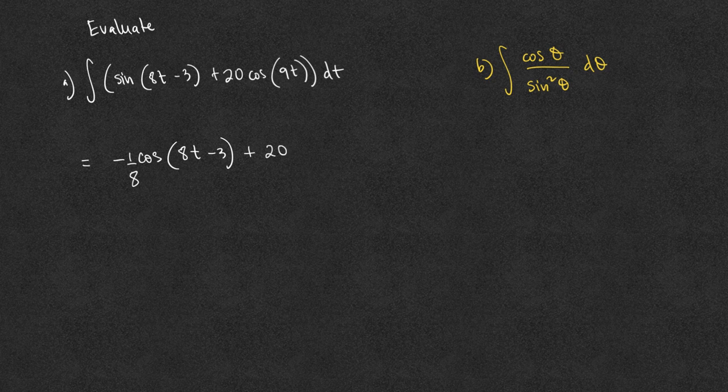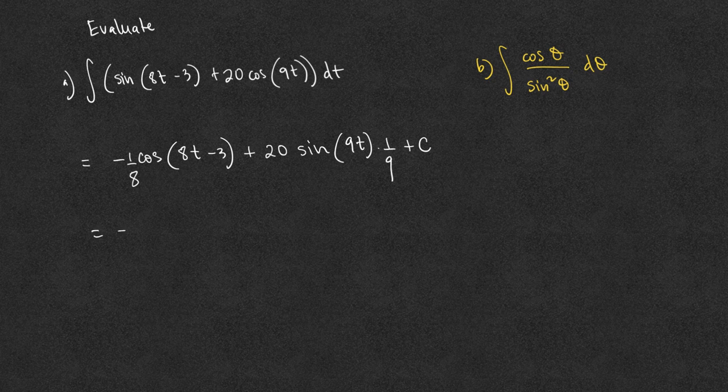The antiderivative of cosine is positive sine. 9t has to be 9t. Again, we cannot change the input of the function, but if we take the derivative of sine of 9t, we would have cosine of 9t times 9, and we don't have that factor 9, so we would need to multiply 1 over 9. And don't forget to add a plus c.